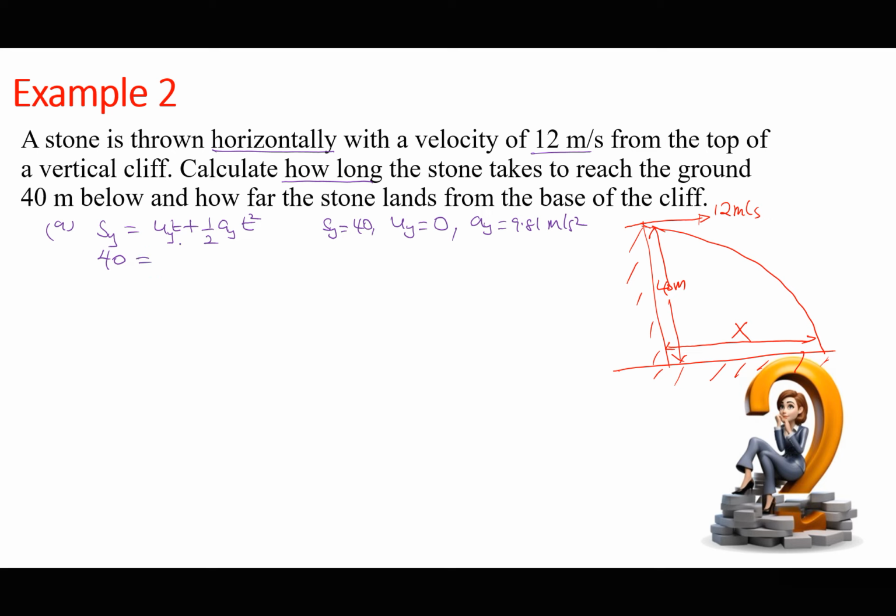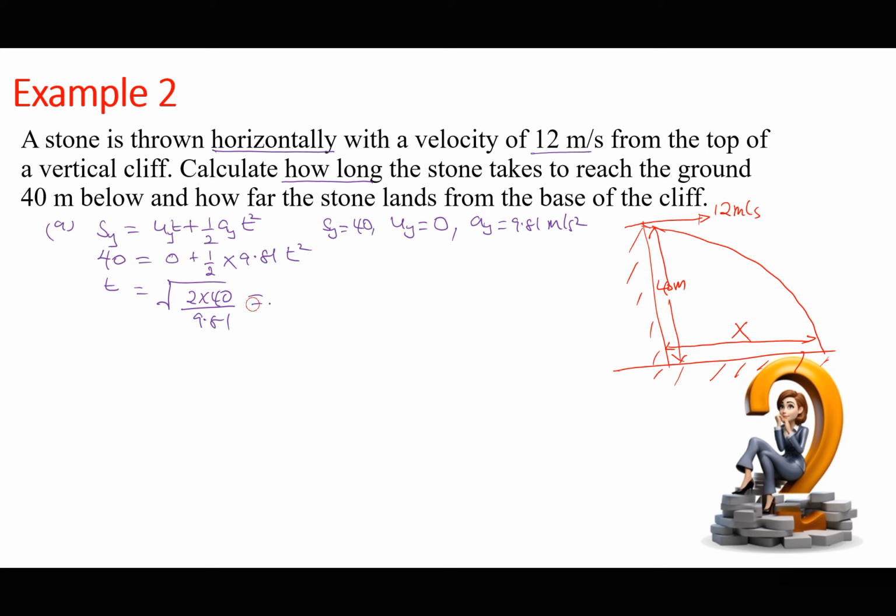So 40 is equal to 0 plus a half times 9.81 times t squared. So t is going to be equal to the square root of 2 times 40 divided by 9.81. So I'll say 80 divided by 9.81, root of the answer.